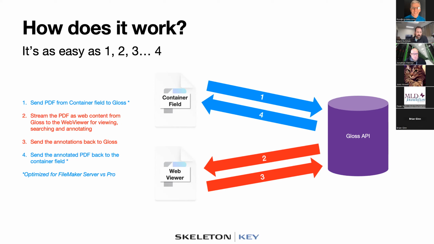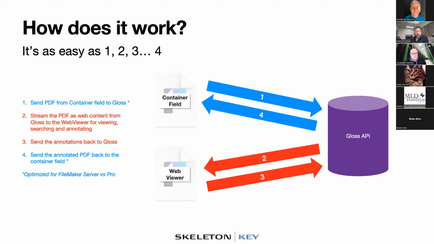Once you're done making edits or annotations to the document, step 3 is sending those back to Gloss and telling Gloss to add those into the PDF file as permanent changes, which is step 4, and put that PDF file back in the container field. So the whole round trip is upload the file, view the file, modify the file, send it back so it arrives in the container field with the annotations that you've made.